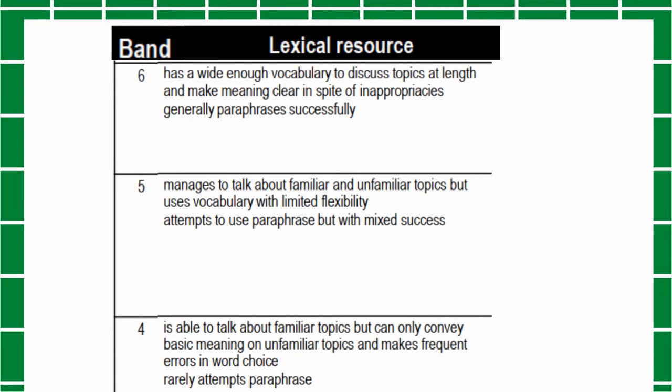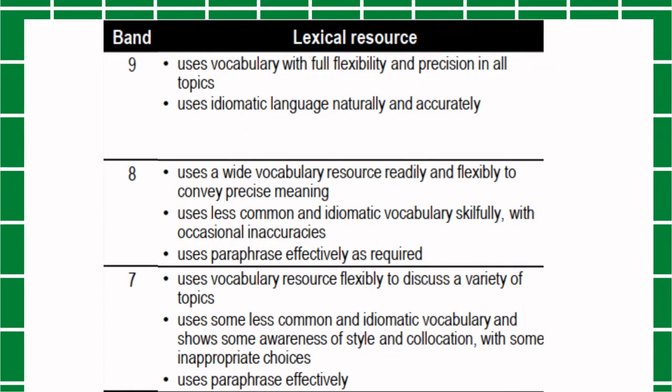Band 5, they manage to talk about both familiar and unfamiliar topics, but use vocabulary with limited flexibility. Band 6, the candidate has a wide enough vocabulary to discuss topics at length. They are able to paraphrase successfully. Band 7, the candidate is able to paraphrase effectively and also use vocabulary resource flexibly to discuss a variety of topics. They are also able to use some less common and idiomatic vocabulary.